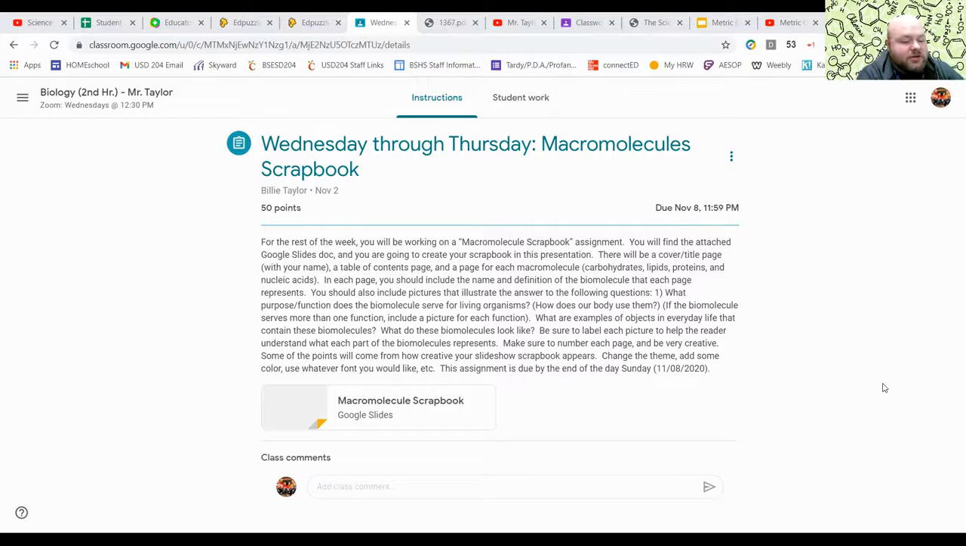You're going to make a cover page with your name. You're going to make a table of contents page. Make sure to include all your pages in that page. You're going to make a different page for each macromolecule. So a page for carbohydrates, a page for lipids, a page for proteins, and a page for nucleic acids. And then on each of those pages, you're going to include the name of the biomolecule you're talking about. You're going to define it. You're going to tell me its function or multiple functions. And then you're going to do a Google search to find some pictures that illustrate this particular molecule.